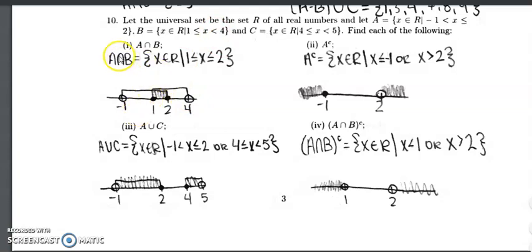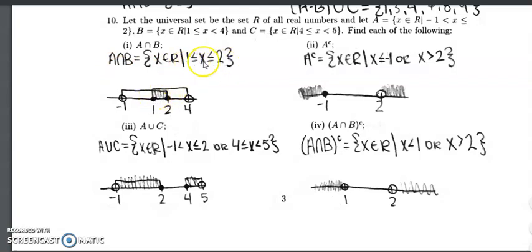And by the definition of intersection, we're supposed to find numbers in both sets, as we can see. So those numbers from -1 to 2 are in A, and those numbers from 1 to 4 are in B. From the graph, we can see that numbers from 1 to 2 are in both A and B. So that's why we have this answer.